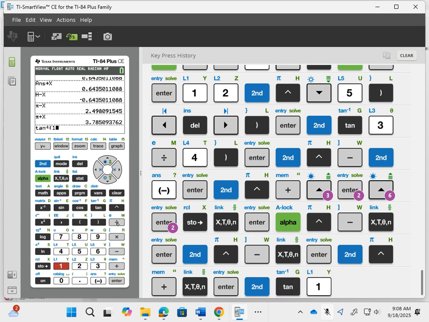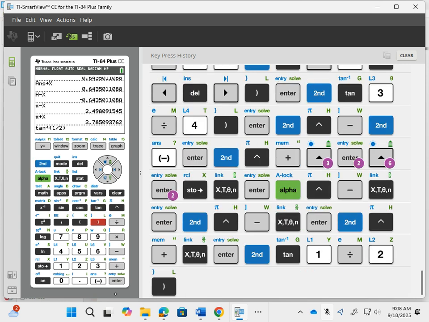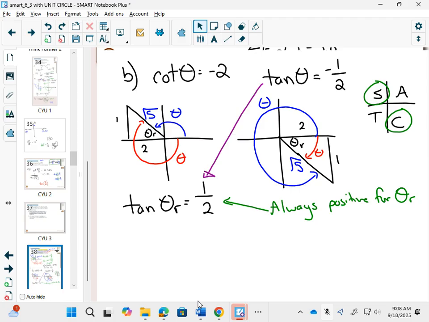My calculator is still in radians, so that's good. And I get 0.464. That's my reference angle.